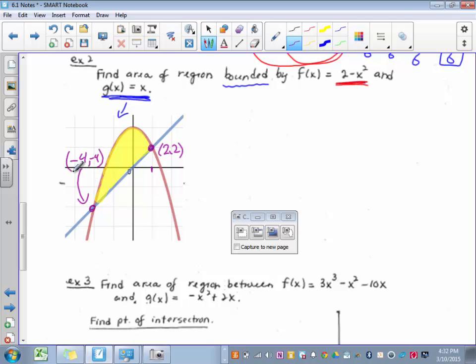Now, we're going to figure that out algebraically, and to do that, first what you have to do is take this function and set it equal to this function, and then solve them. Okay, so let's do this over to the side here. So we got 2 minus x squared equals x. We want to figure out when that happens. That will give us this point right here and that point right there, or our x coordinates of those points. So set this equal to each other.